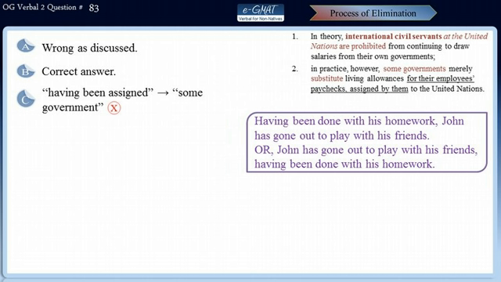So here this phrase having been done with his homework means that John finished his homework and then he has gone out to play. So this phrase goes back to refer to John. In the very same way, this phrase having been assigned goes back to refer to some government that makes the entire sentence illogical, and hence choice C is incorrect.